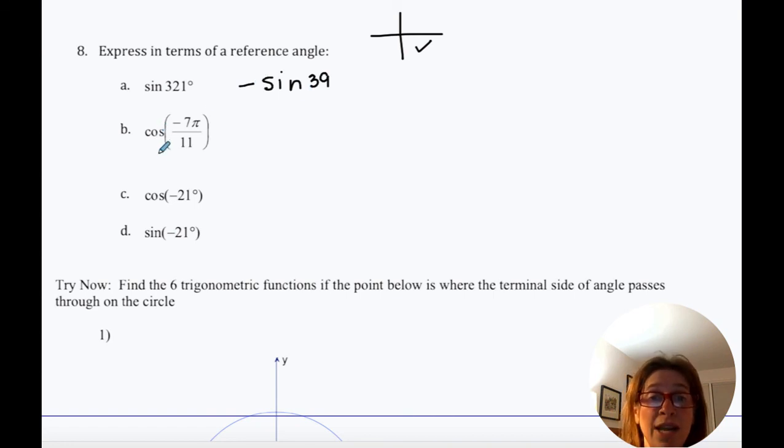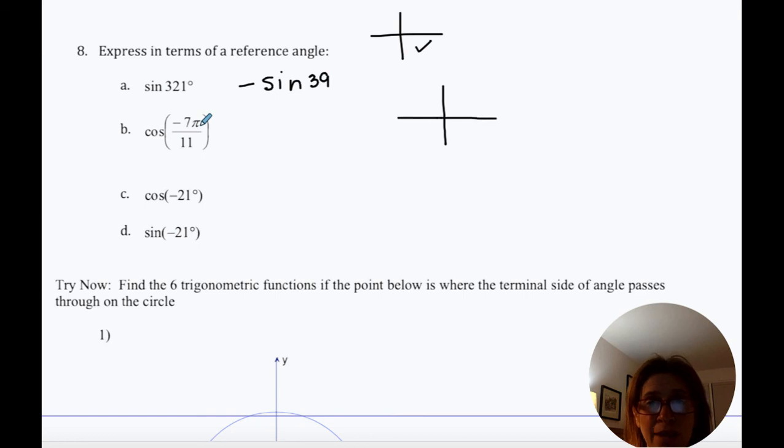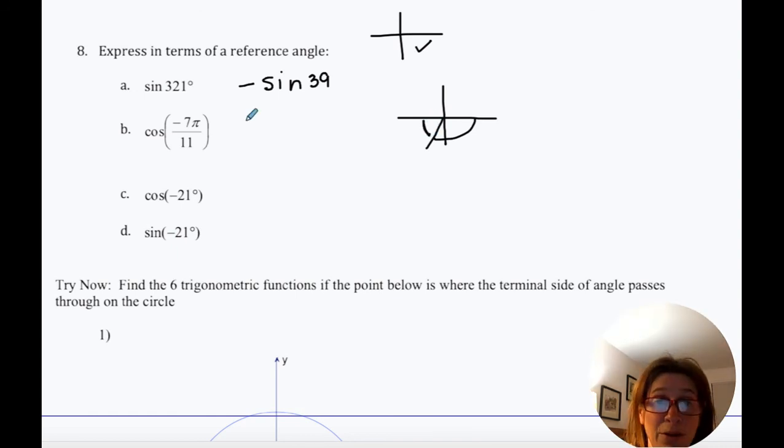Okay, so cosine of negative 7 pi over 11. Okay, so negative 7 pi over 11 puts me here. We already recognize that this part would then be 4 pi over 11, but cosine is negative in that quadrant, so we would want a negative cosine of 4 pi over 11.